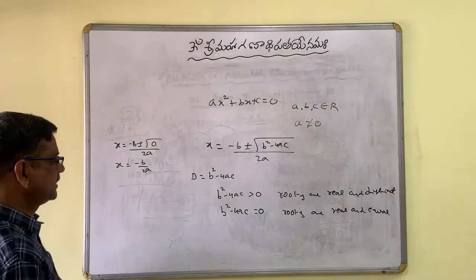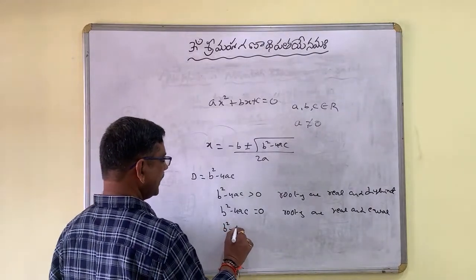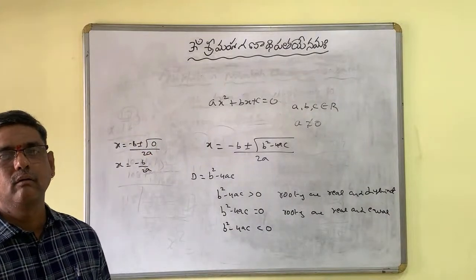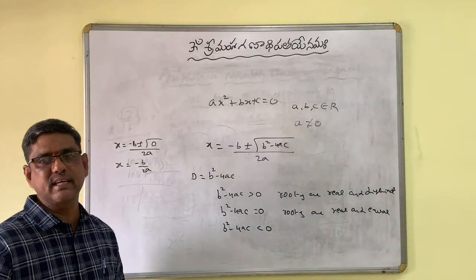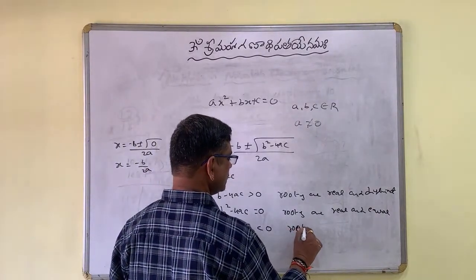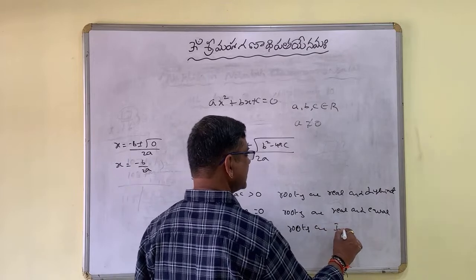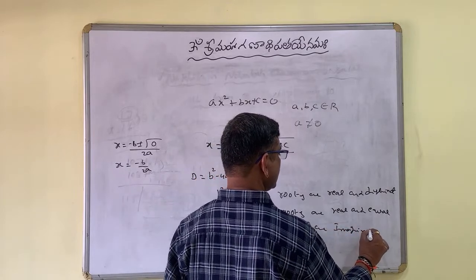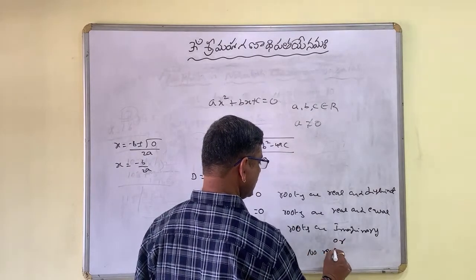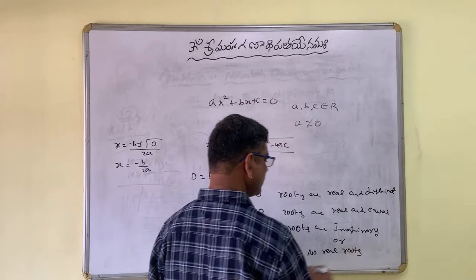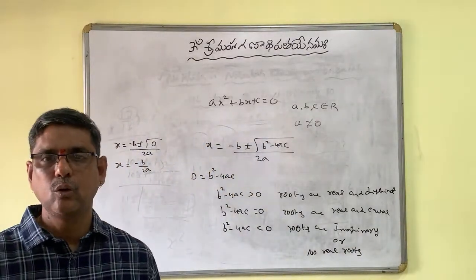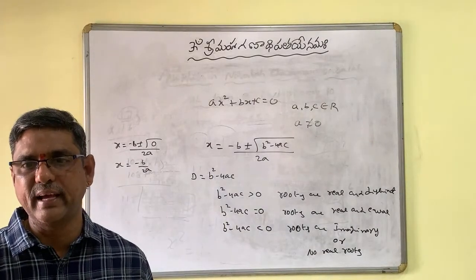Next, third one. What happens when b square minus 4ac is less than 0? Roots are imaginary. There are no real roots. Roots are imaginary or no real roots.